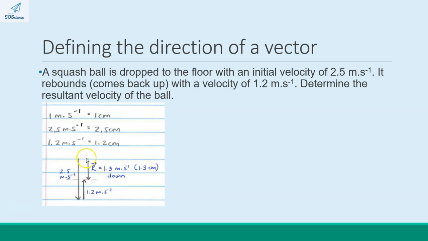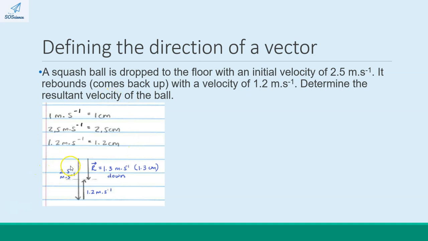To find my resultant, I go from the tail of the first, here's my first vector, to the head of the last vector. I would then need to measure this line, and this line would need to measure 1.3 centimeters. And that 1.3 centimeters can then be translated to 1.3 meters per second. And in this case, it is down.